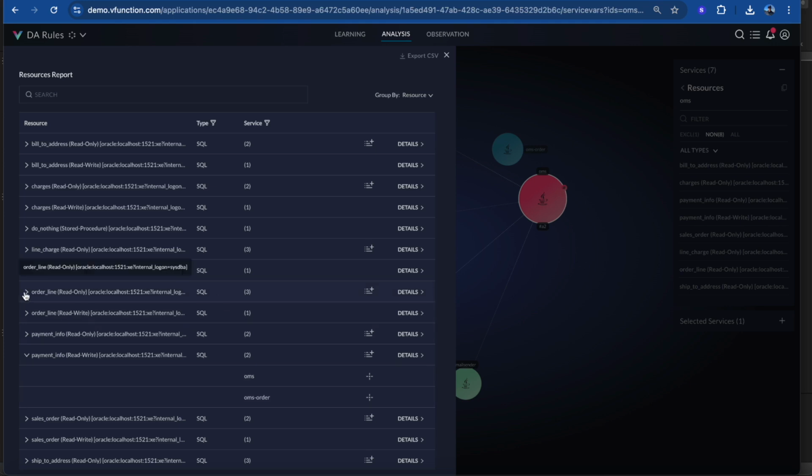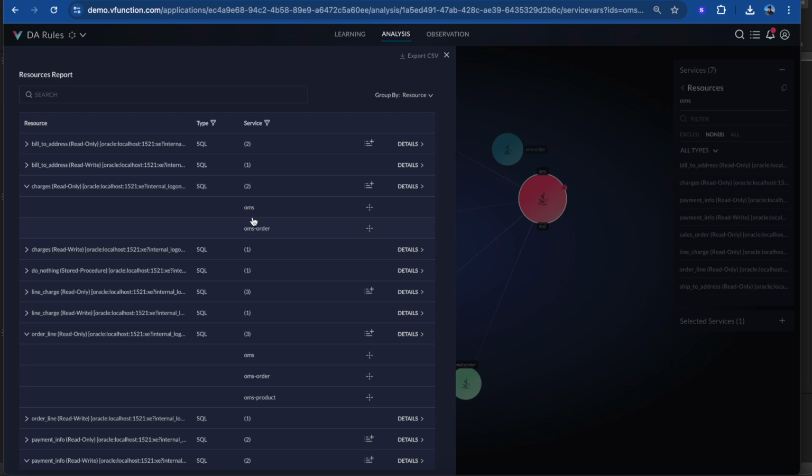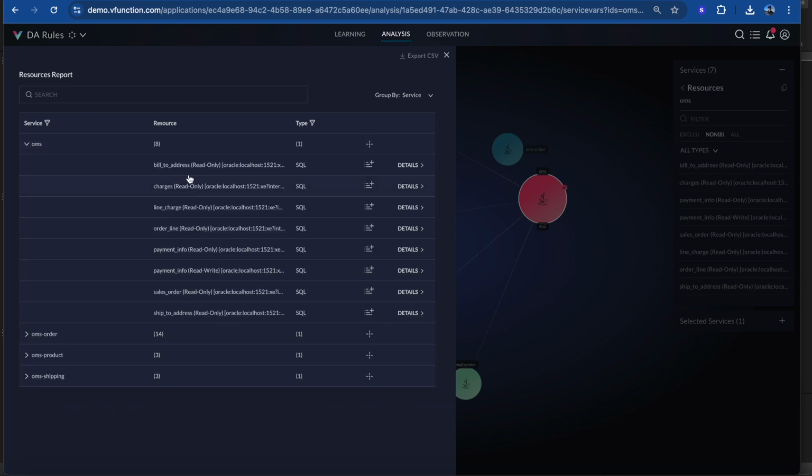What I also see here is that this database table is being accessed by 3 services, and again, the ONS service is there. And this one is also being accessed by ONS, and of course you can look at it both from a database perspective or from a service perspective, which really makes it easier to understand. So here I have the list of services and the different database tables that they access.